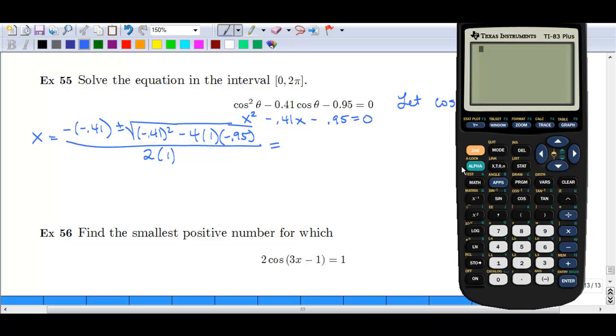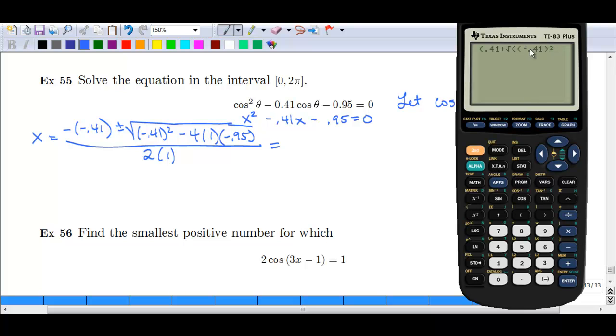Okay, so we have to be very careful about putting this in the calculator if you're trying to do it all at once, which is what I'm going to show you right now. We are going to start off with a parentheses because we've got a whole big thing in the numerator. And then negative, negative, we don't necessarily have to put both those in, so I'm just going to put 0.41. I'm going to start off with the plus, and then I'm going to take the square root of parentheses negative 0.41 squared.